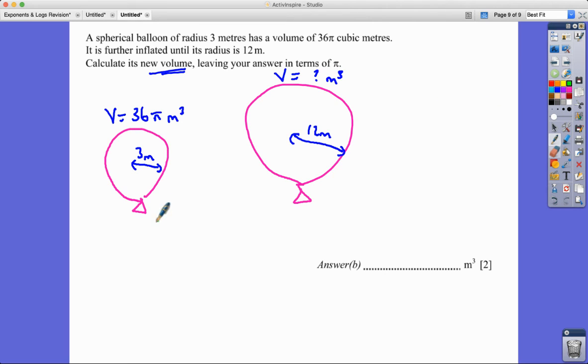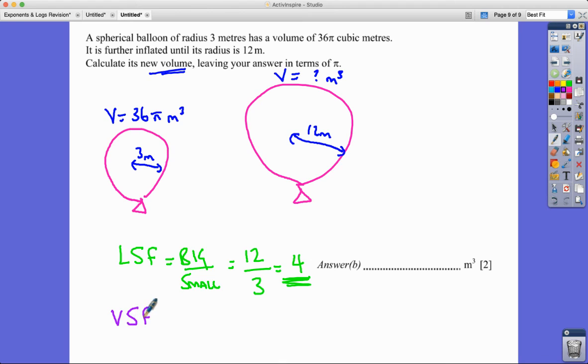Calculate its new volume. So I'm trying to find its volume in meters cubed. Right, so it's just a similarity question, isn't it? I can get my length scale factor by doing big over small. So in terms of the lengths, what's my big length? Well, it's 12. What's my small length? It's 3. So my length scale factor is 4. Okay, we all know then if I'm looking at volume, I'm not going to be using 4. I'm going to be using the volume scale factor, which is basically the length scale factor cubed. In this case, 4 cubed, or 64. So this volume is going to be 64 times bigger than this volume.